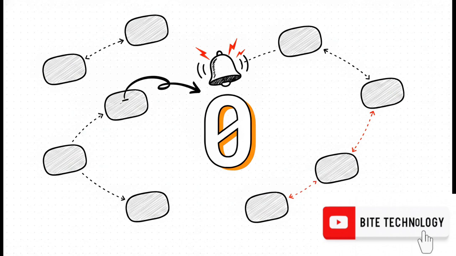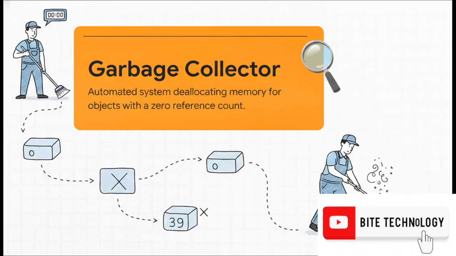And when it hits 0? That 0 triggers an alarm. It means absolutely nobody in the entire program is using this object anymore. Enter the garbage collector. When that 0 alarm rings, the garbage collector springs into action. You can really just think of it as the automated warehouse janitor. It's constantly patrolling the heap, looking for any objects that have a reference count of 0. When it finds one, like our abandoned number 39, it permanently deallocates that memory, sweeping it away to keep our RAM perfectly clean, efficient, and ready for new data.